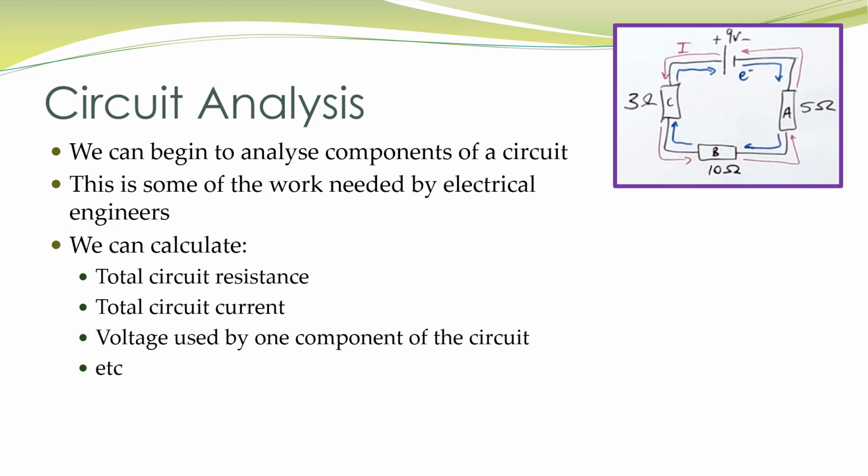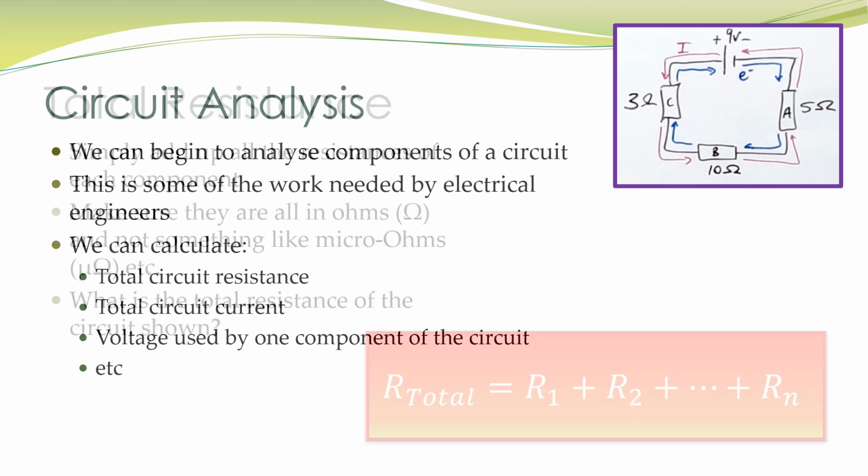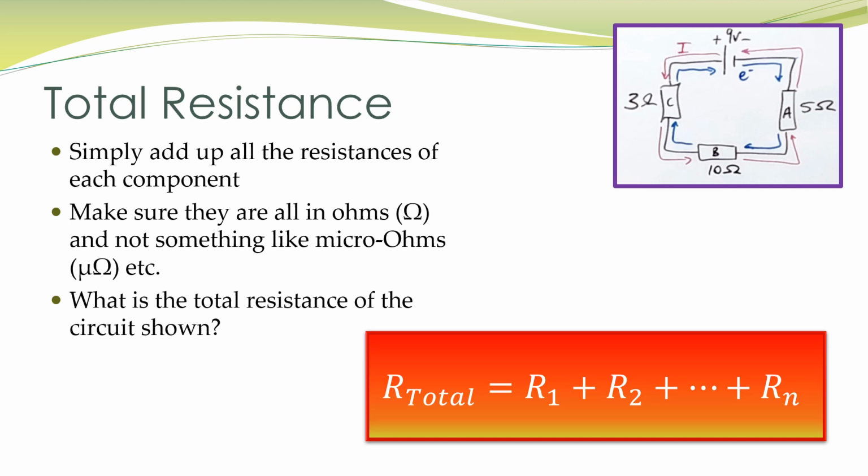Right, so when we do our circuit analysis, we can analyse using Ohm's law different components of this circuit. We've got some resistances, we've got the battery, we can look at the total resistance in the circuit, the total current, and the voltage used up by the individual parts of the circuit. Now, how do we work out the resistance? This example I've got here is a simple series circuit where everything is all in one big long line. So all the current's going through every component.